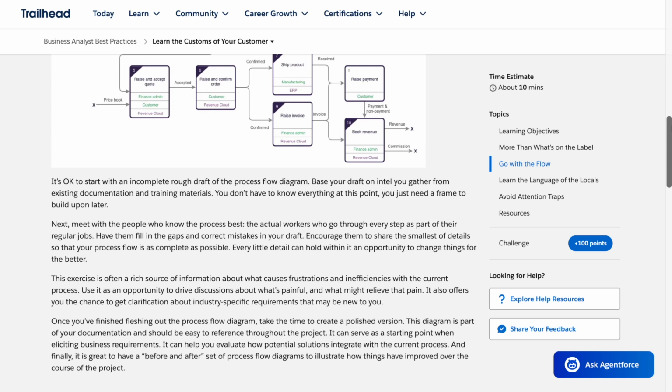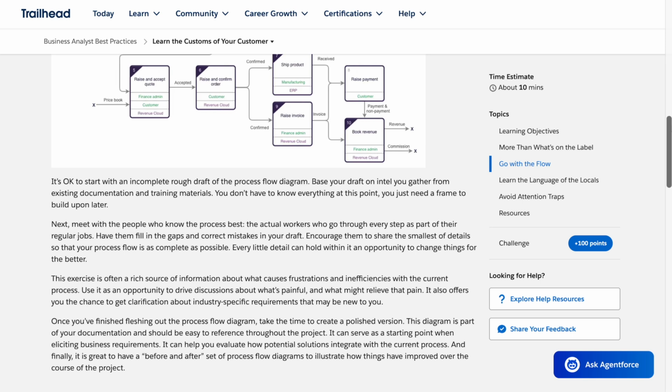This exercise is often a rich source of information about what causes frustrations and inefficiencies with the current process. Use it as an opportunity to drive discussions about what's painful and what might relieve that pain. It also offers you the chance to get clarification about industry-specific requirements that may be new to you.